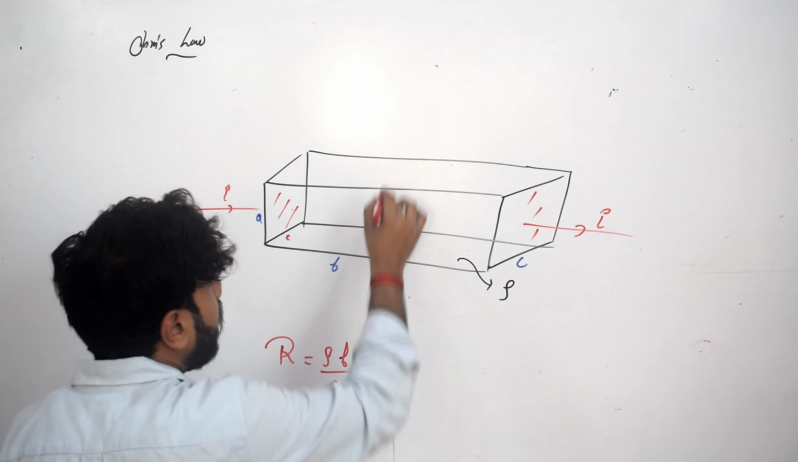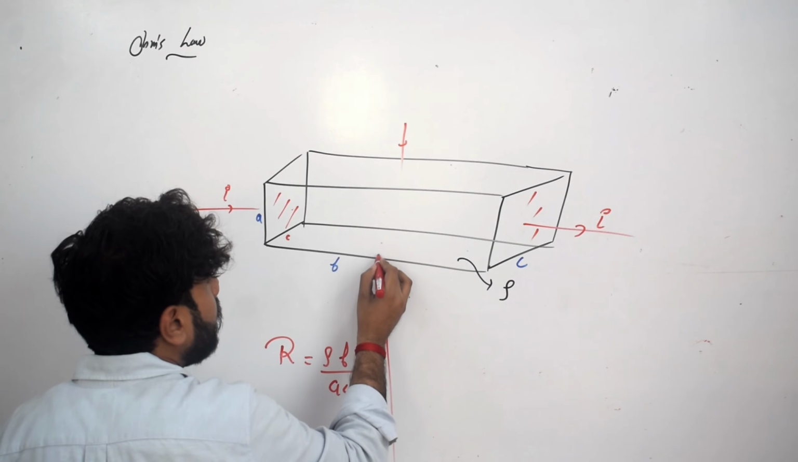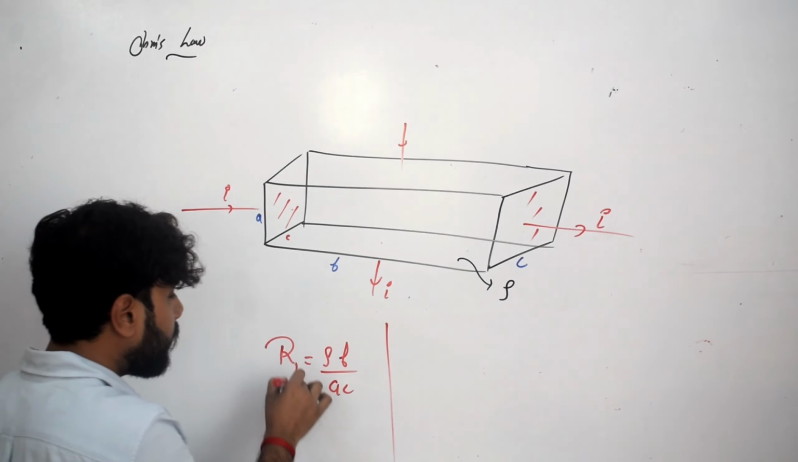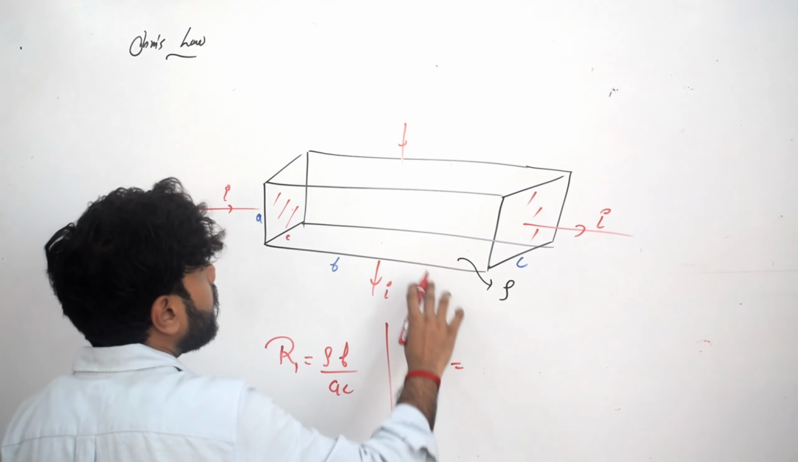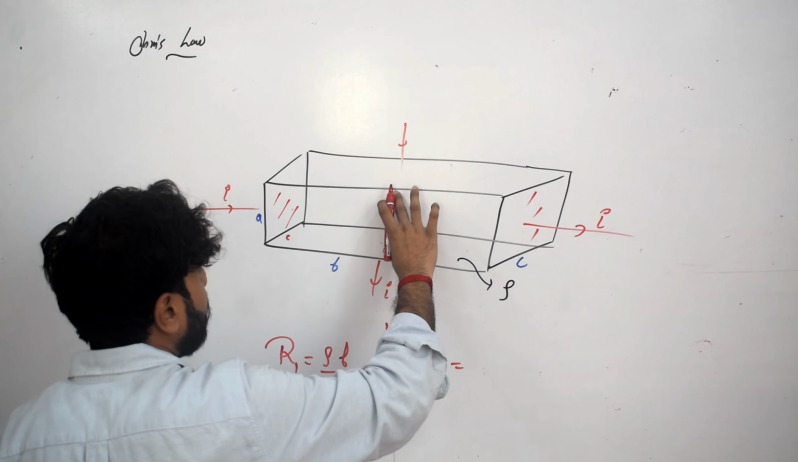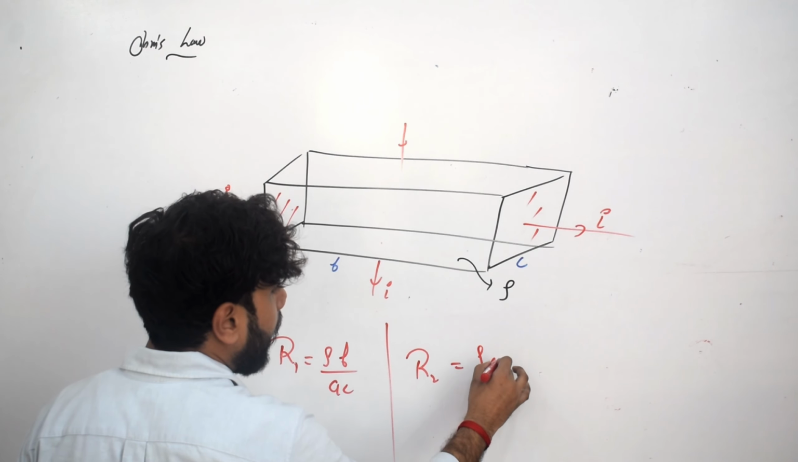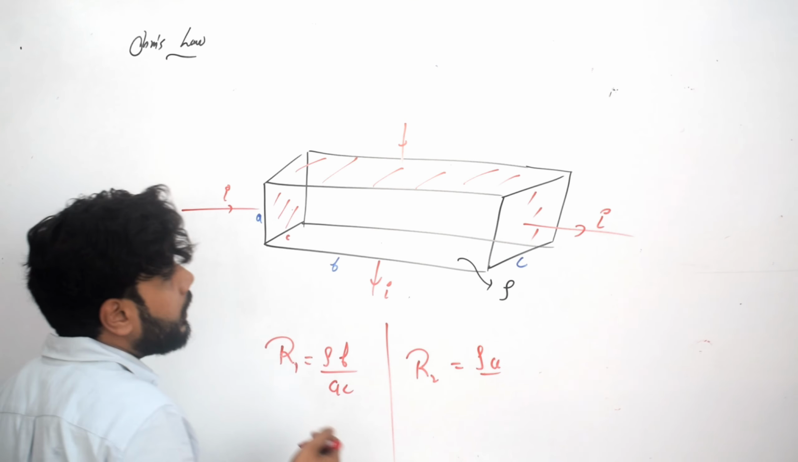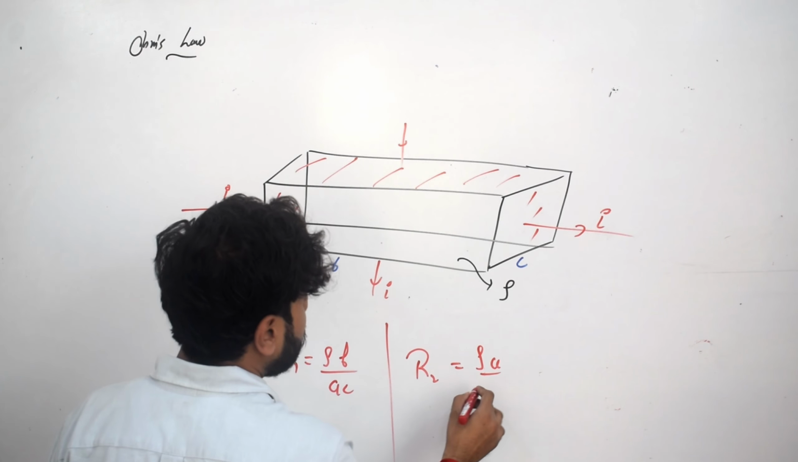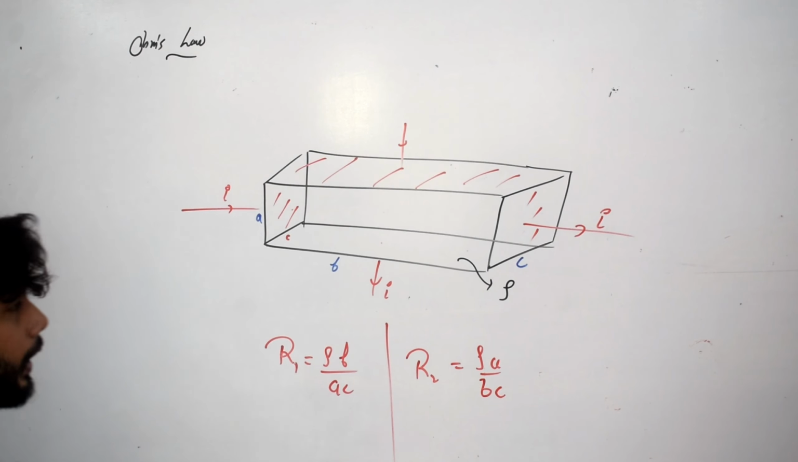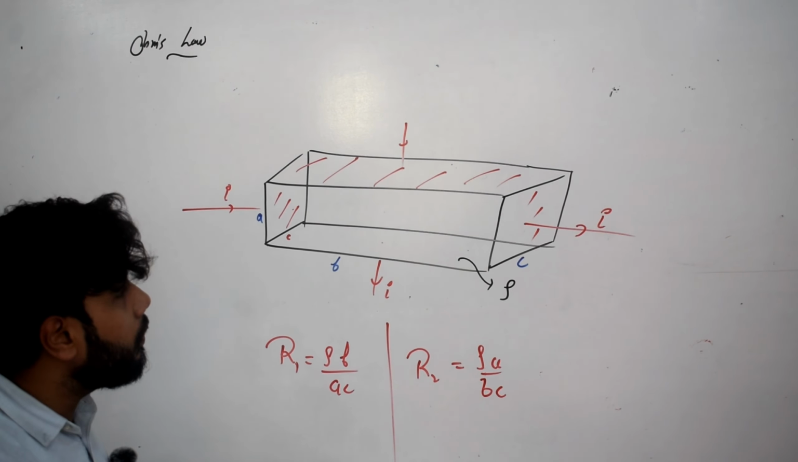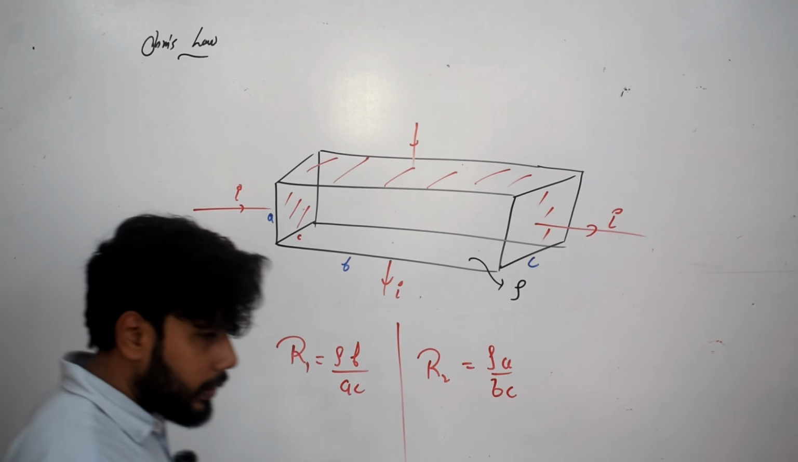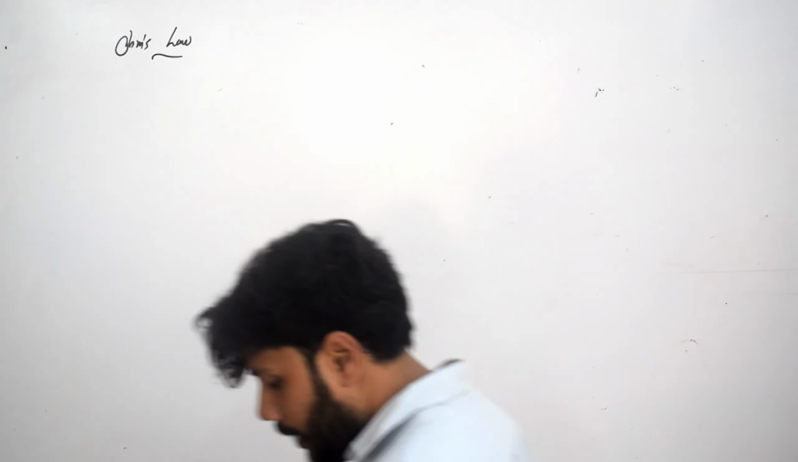But if in the same question the current enters from this end and leaves from this end, then what will our resistance be? In this case, you can see the displacement made by the current is just A. So L becomes A, and the area is just B times C. It is a fairly simple question, but in this type of question we have to assume that current is uniformly distributed through the area. Otherwise, this question can be a little bit tricky.